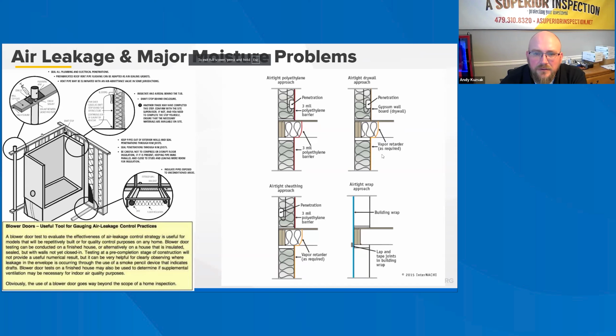I'm looking here. Okay. The APA method, so the airtight polyethylene approach is what we're talking about here, and the airtight drywall approach is what we're talking about there. So ADA method, APA method.